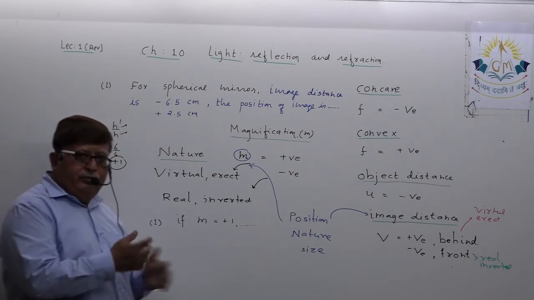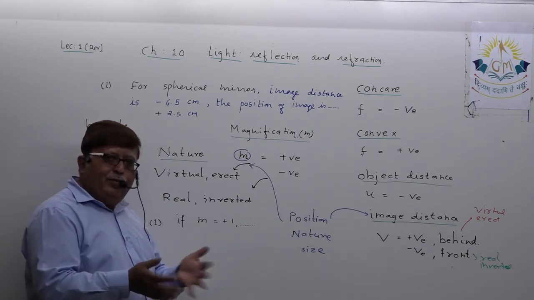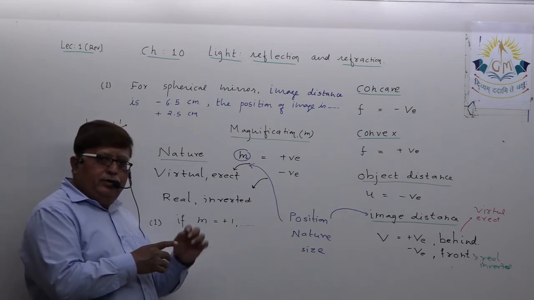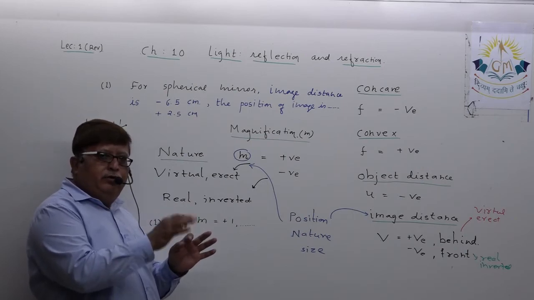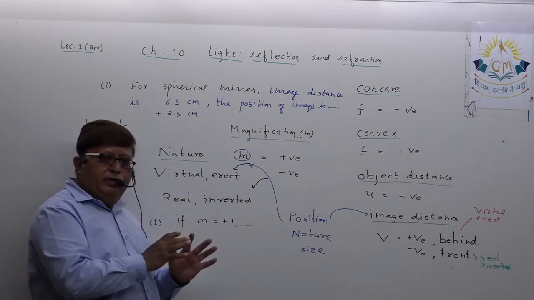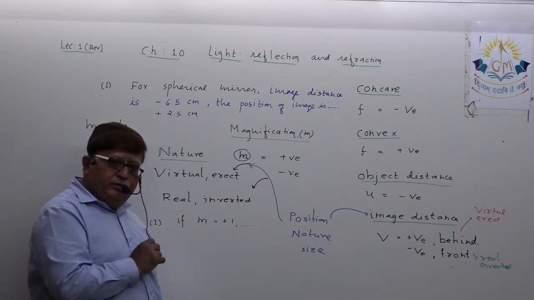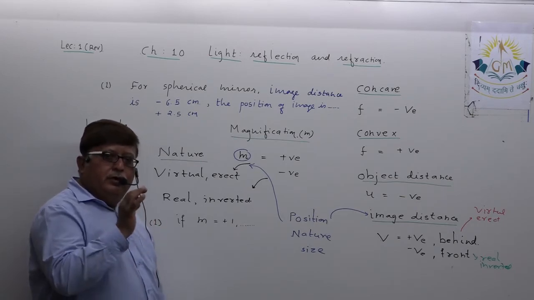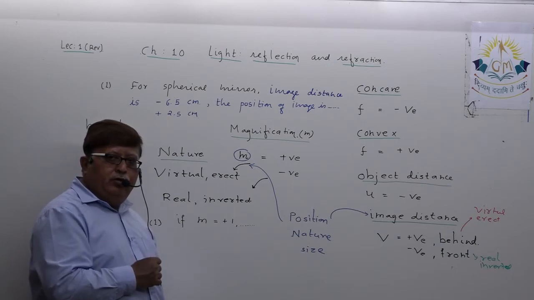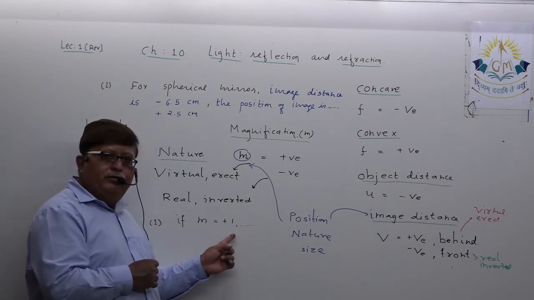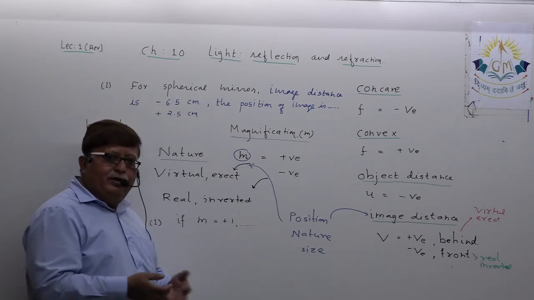I can twist the MCQ, dear student, if I speak. This is called the applied MCQ. You know m equal to plus 1 means image is virtual, erect, and of same size. I am speaking the MCQ in a twisted way: if the image is virtual, erect, and of same size, what could be the value of the magnification? Obviously, plus 1. This is nothing but concept clarity and the check of your basics.